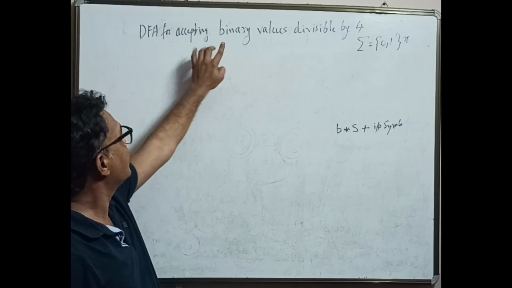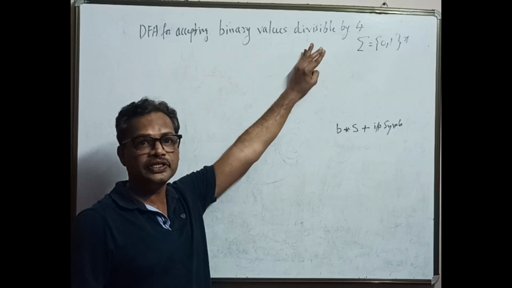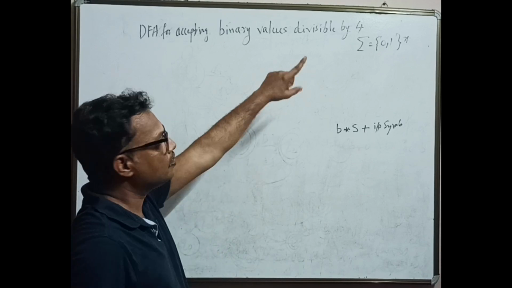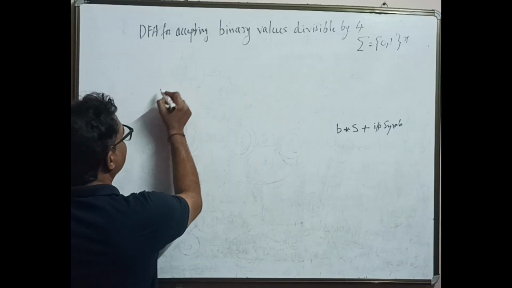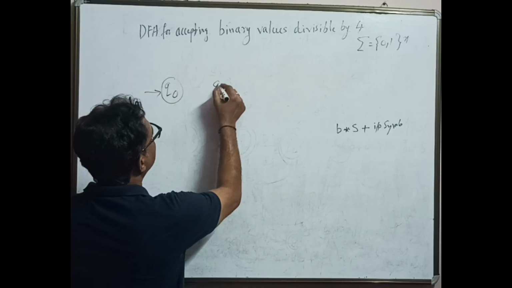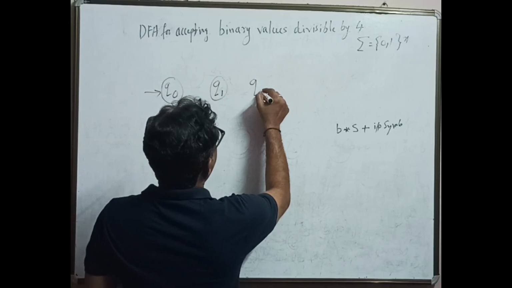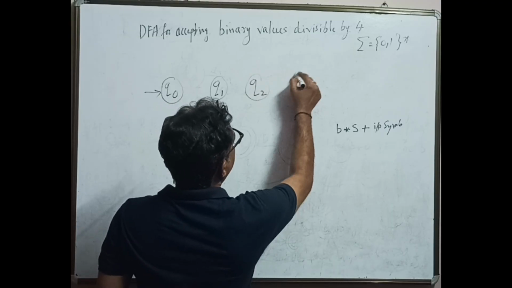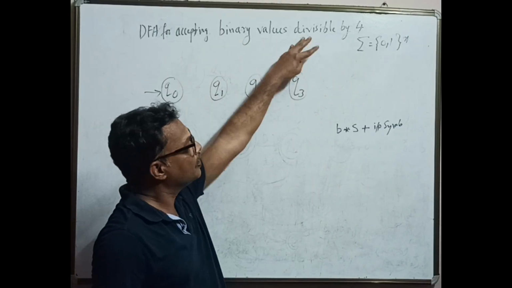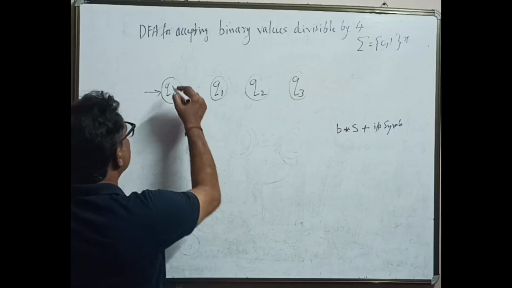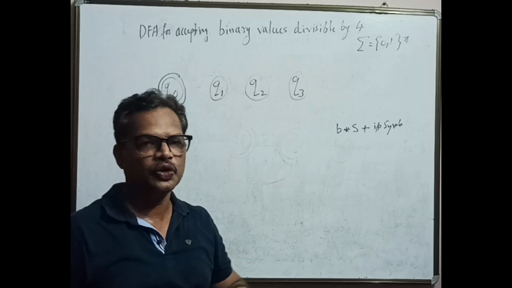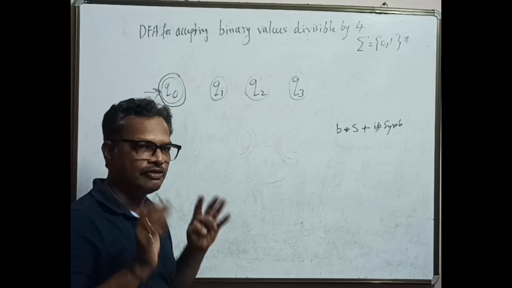Since we are designing a DFA for binary values divisible by 4, first we have to decide on the states, how many states we require. Since it is divisible by 4, we require 4 states, starting with Q0 as initial state, Q1 as one normal state, Q2 as another state, and Q3 is also a normal state. Since we are putting a solution for completely divided by 4, that means remainder is 0, so the 0th state becomes the final state. That means in this DFA, Q0 is acting as initial state as well as final state.